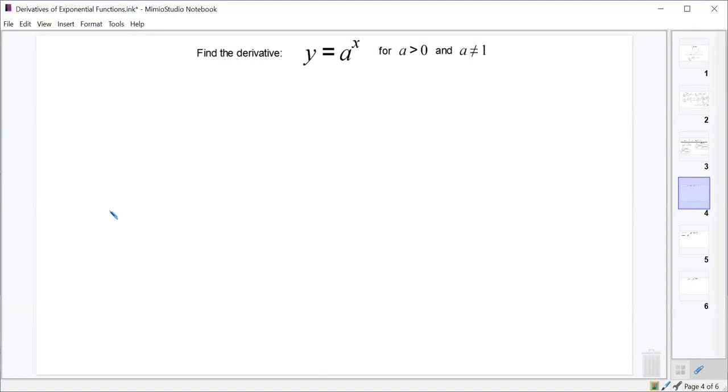Right, but the one we previously did was just a very specific case. It doesn't necessarily work for all a to the x. It only works for e. Exactly. So any other thoughts on what we might do with that?